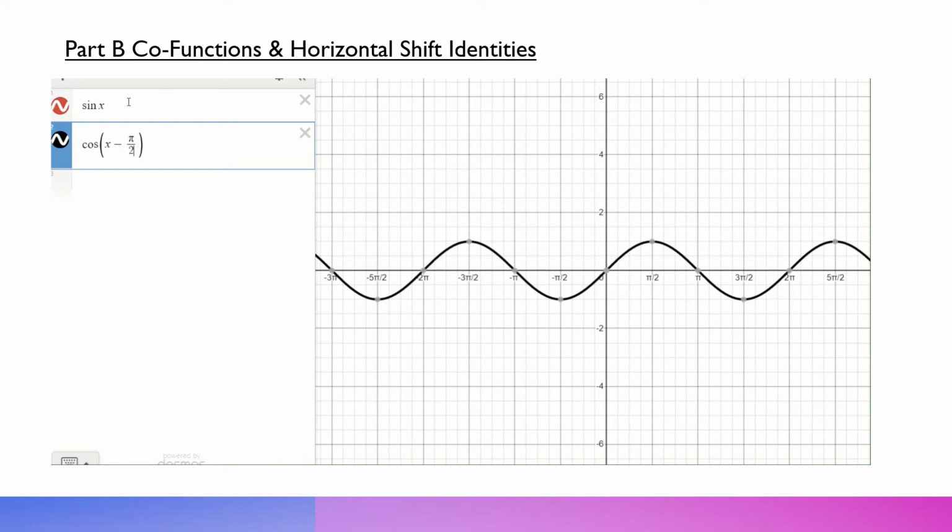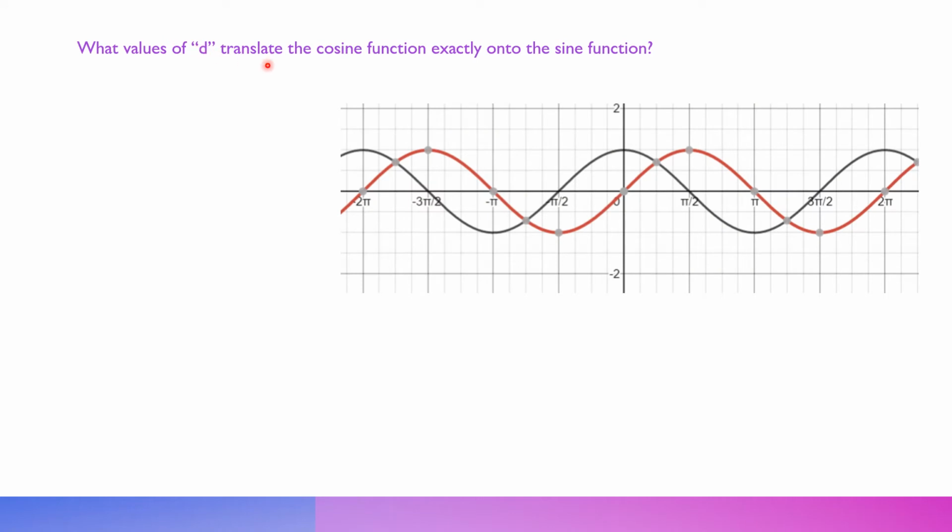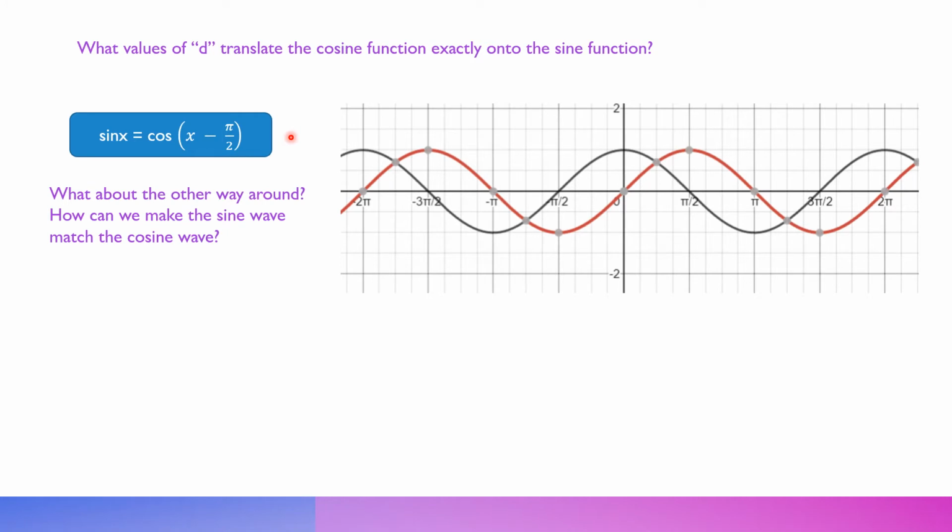Instead of thinking about how could I shift sine to be right on top of sine again, this time I want to get into a different function. So let's talk about the different options here. What values of d translate the cosine function exactly onto the sine function? We've got this identity right here. Sine x, that's the red wave, will be exactly the same as cos if we perform this transformation. So there's an identity.